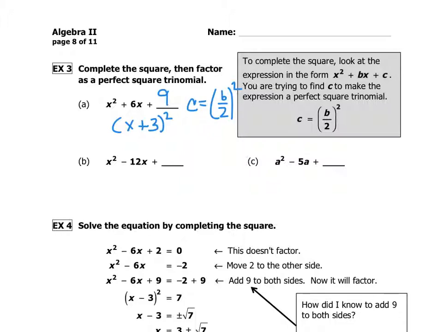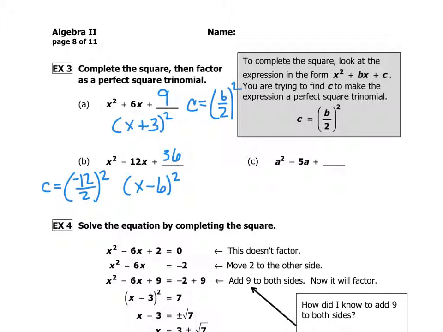Let's try example B. So again, let's take a look at our formula. C equals (b, which is negative 12, over 2) quantity squared. Negative 12 over 2 is negative 6. When I square that, I get positive 36. So let's add 36 here. Now this is a perfect square trinomial, and this factors to (x minus 6) quantity squared.